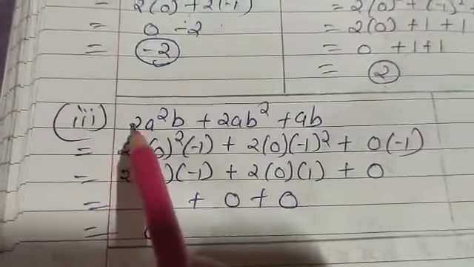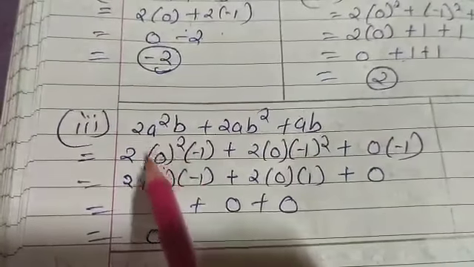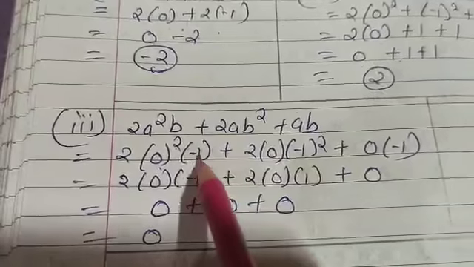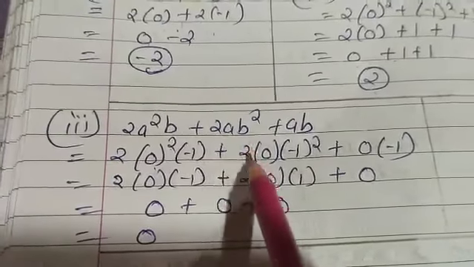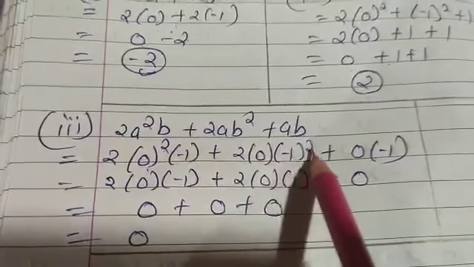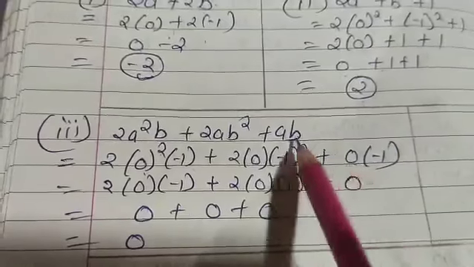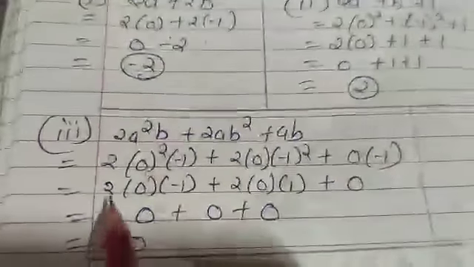Now the next sum is 2a square b plus 2ab square plus ab. Now dear student, again write down this 2 as it is. In place of a you have to put 0, that is square is there, so write down square. In place of b you have to put negative 1, plus 2 into, in place of a you have to put 0, in place of b negative 1 the whole square, plus a into b. In place of a you have to put 0, in place of b you have to put minus 1.